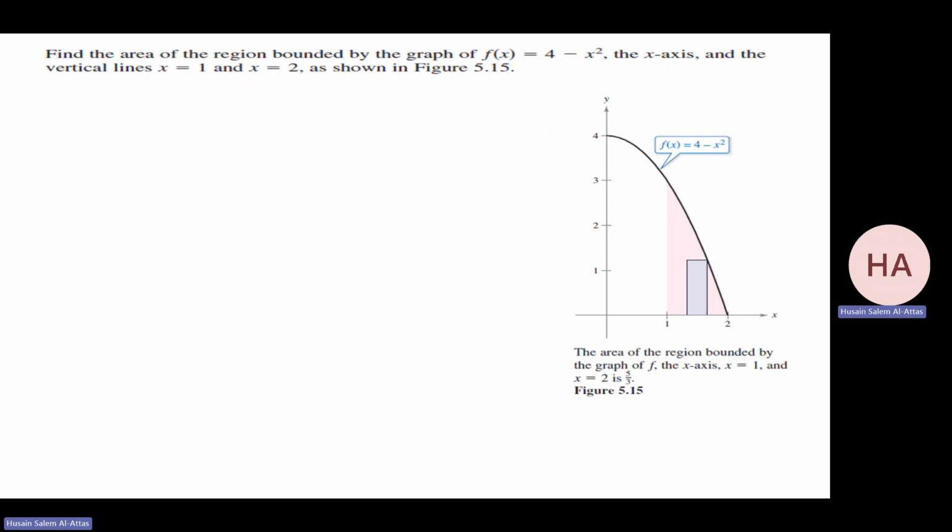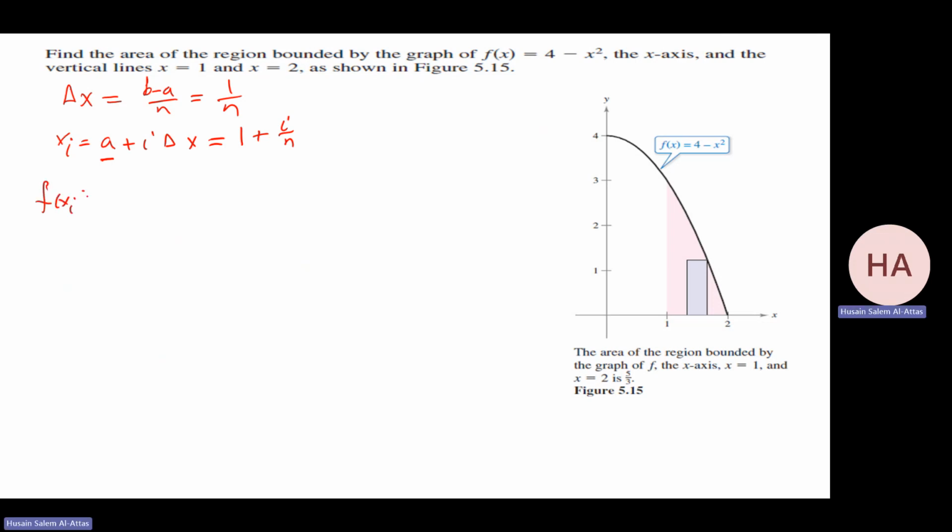Okay, find the area of the region bounded by the graph of this function, the x-axis and the vertical lines as shown in the figure. As I said, you can do either the right endpoint or the left endpoint. Let me do it as usual. Usually the right endpoint will be easier since you have i only. That will be b minus a over n, so that will be 2 minus 1, which is 1 over n. Xi will be a plus i delta x. Since a is 1, that will be 1 plus i over n.